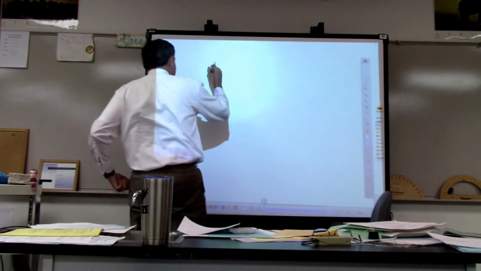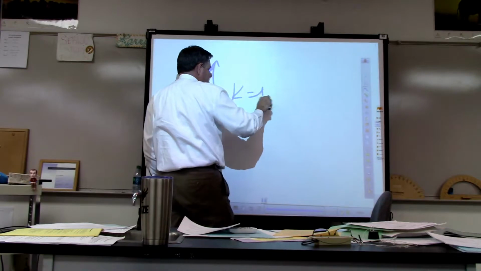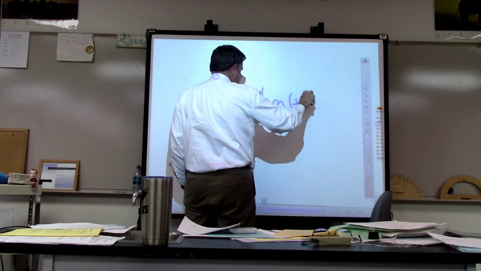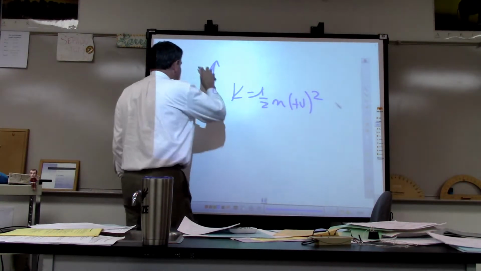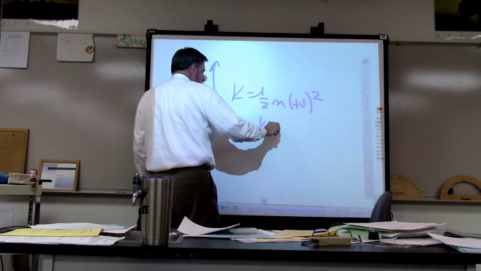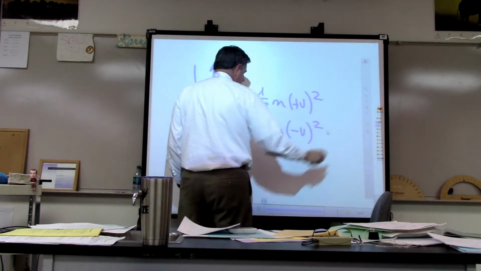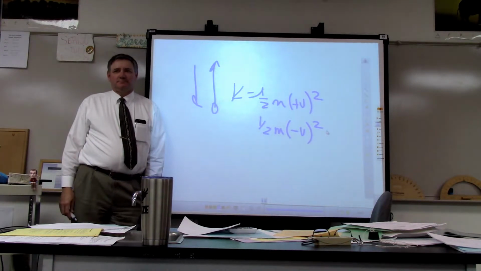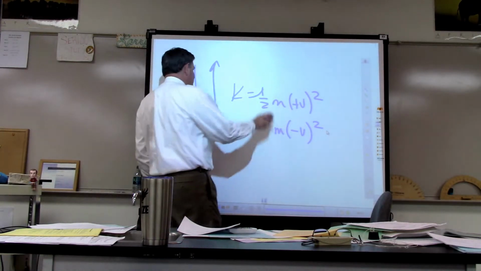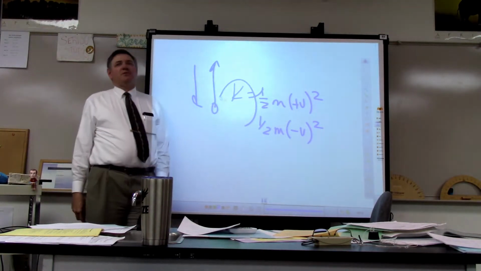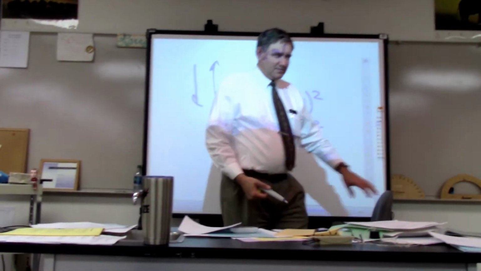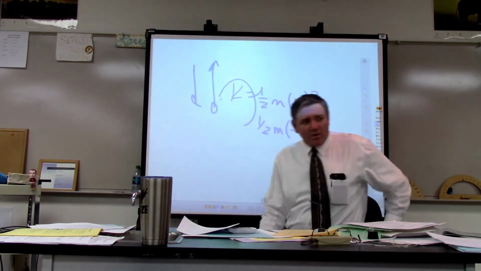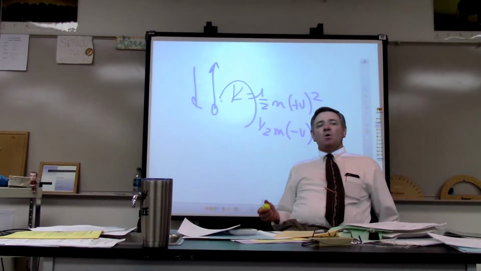On the way up, my kinetic energy is 1/2 m times some velocity squared, right? On the way down, I'm going to have 1/2 mass times a negative velocity squared. It doesn't have a... that's crazy. I told you guys. So kinetic energy can never be a negative number, therefore it is a scalar, not a vector. It's a scalar. I told you guys.